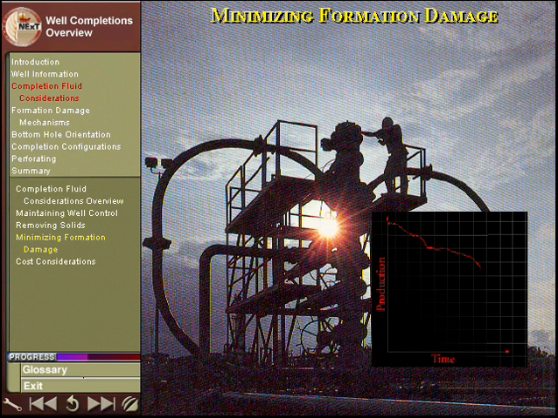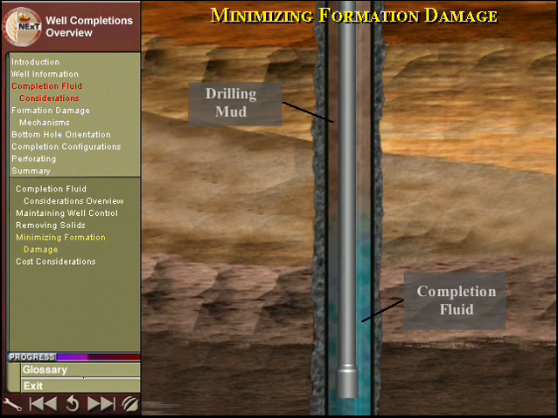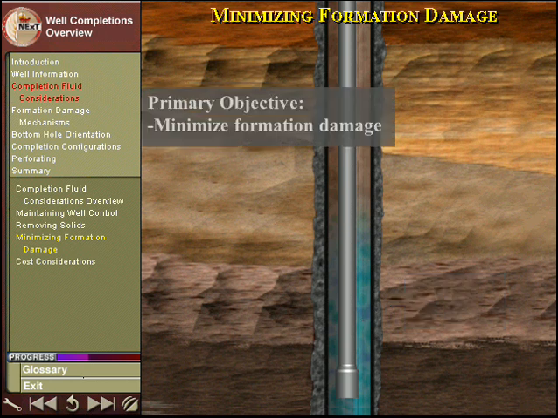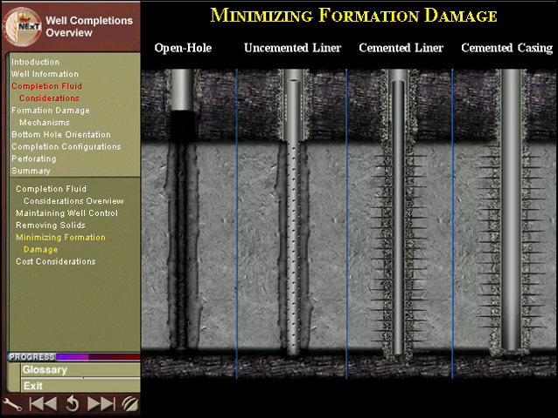To achieve the highest well productivity possible, formation damage should be minimized during well engineering operations. Completion fluids, like drilling fluids, can be a major source of formation damage. The primary objective of a completion fluid is to minimize formation damage. All wells are susceptible to formation damage.